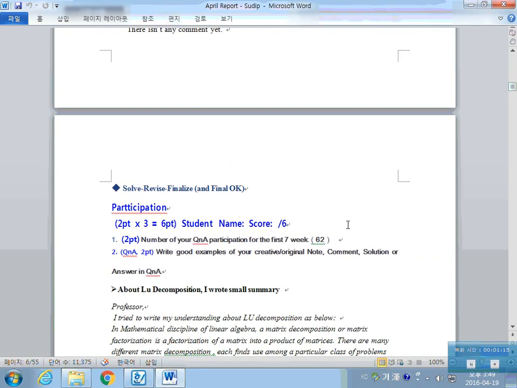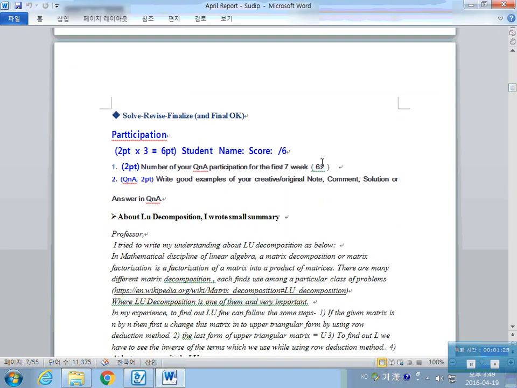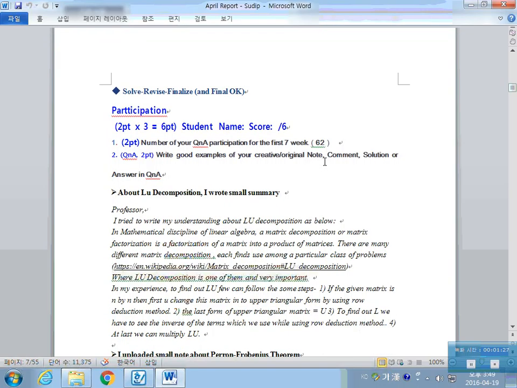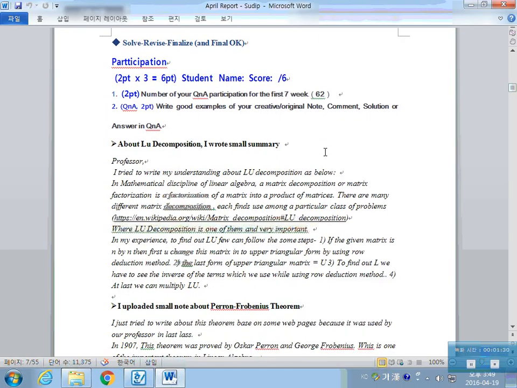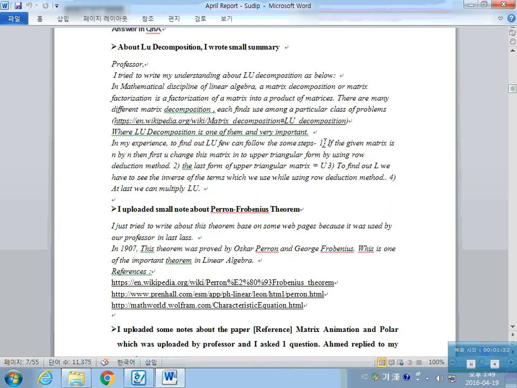Regarding the question that the Professor uploaded about our PBL report, my total participation is 62. Among the things I uploaded, I mentioned eigen decomposition and the Perron-Frobenius theorem. Actually, the Professor always asks me about this theorem, so this is my best part, which I uploaded first. In this theorem we find the dominant eigenvalue. That's the main theme of this theorem.